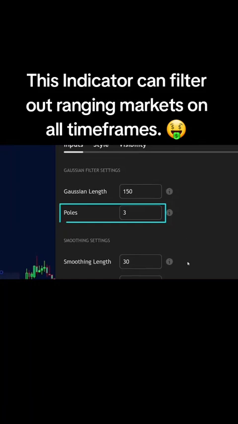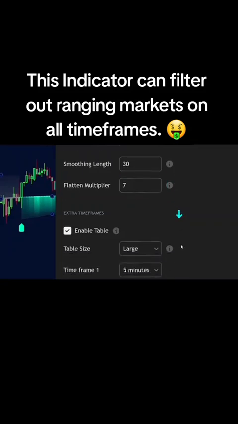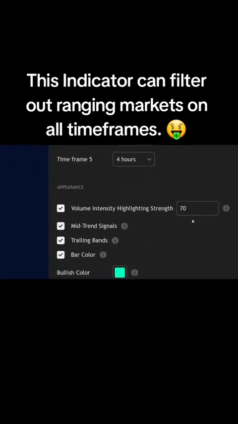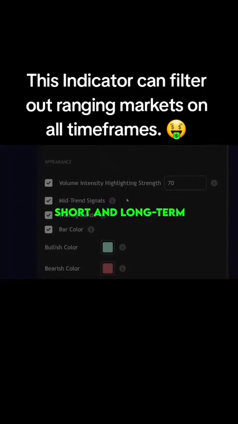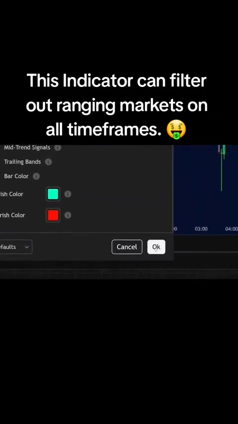Leave the poles setting at default, but you might want to adjust the flattening multiplier based on market volatility. Higher for choppy markets, lower for clean trends. For time frames, I recommend setting these to 5 minutes, 15 minutes, 30 minutes, 1 hour, and 4 hours. This combination gives you the perfect balance of short and long-term perspectives. You can disable volume intensity highlighting if you prefer a cleaner look, but keep the mid-trend signals enabled because we'll use these for our entry strategy in a minute. Once you've adjusted these settings, click OK.